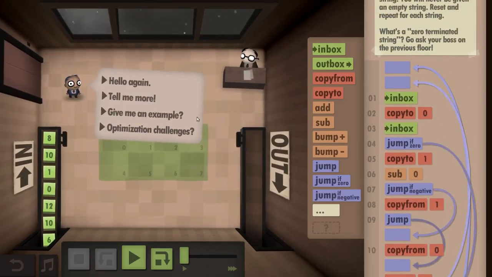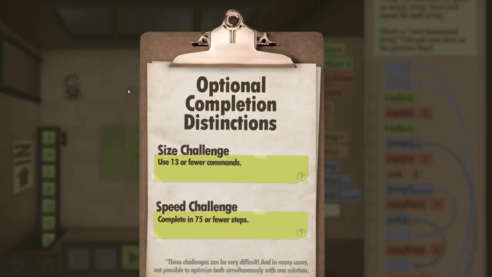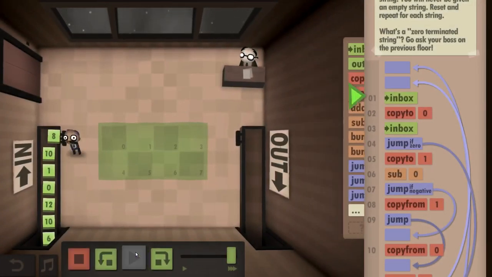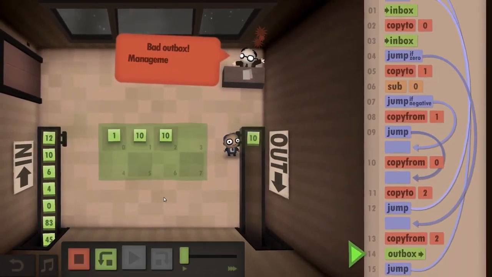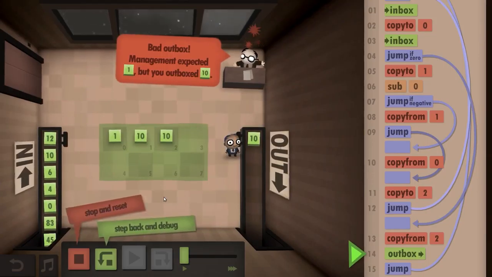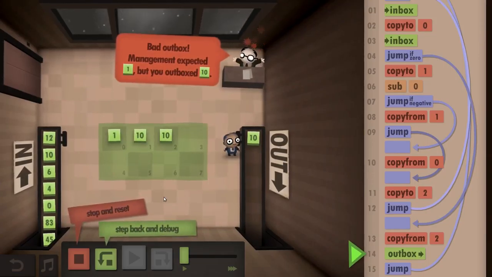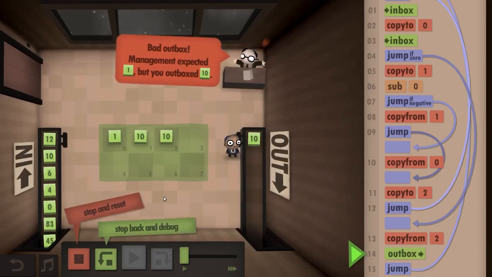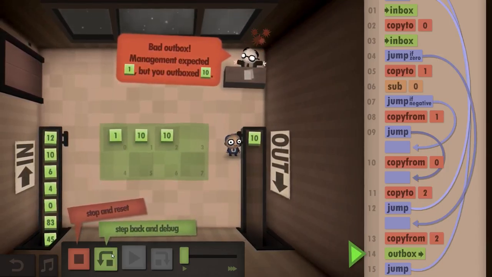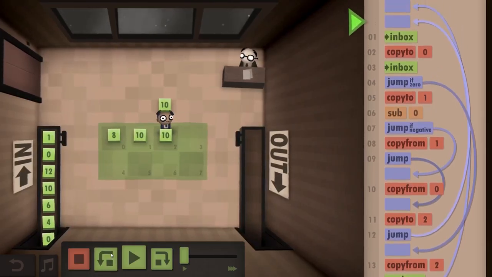Now, we're never going to have null terminated, so the first number is never going to be 0. If the second number is 0, copy from 2 into the outbox, start over. I hope our target number was 15. What was our target? 13. That's okay. If it's 75 steps or fewer, I'll be happy.